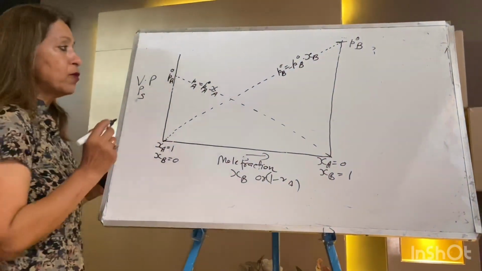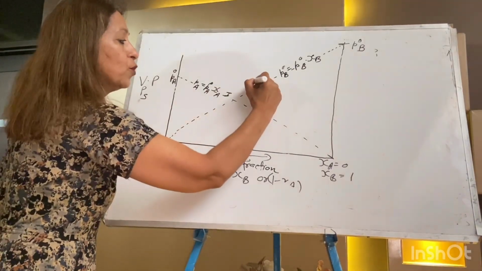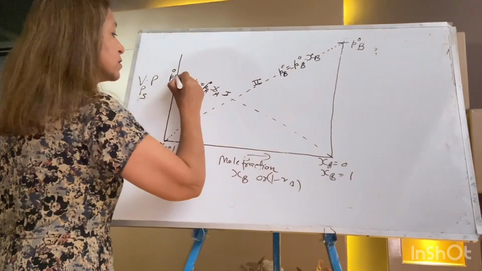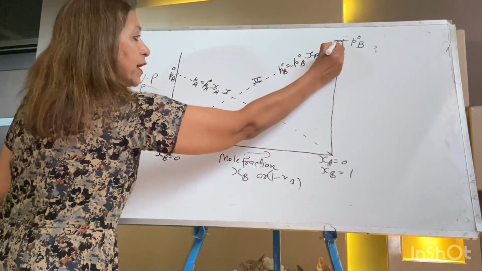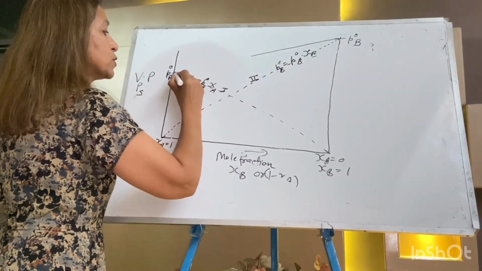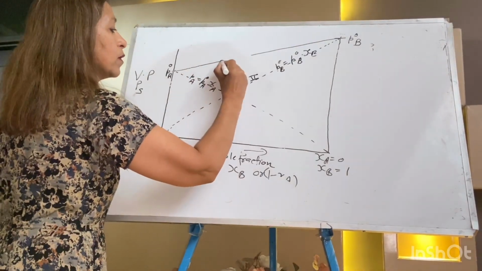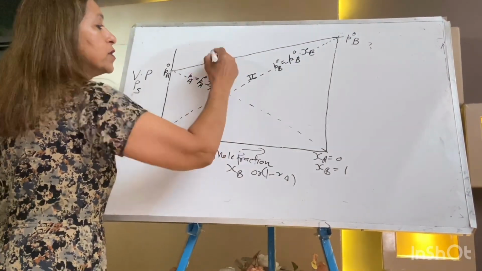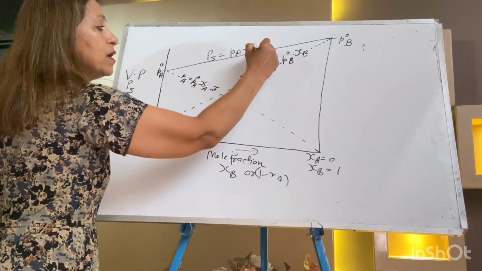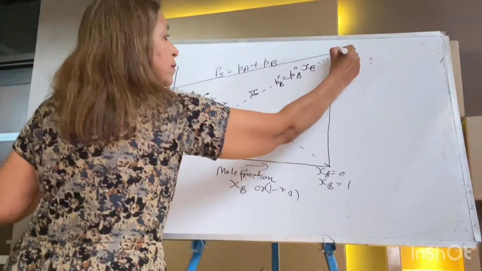Now this is all about it. Now this is your slope. This is your line number 1. This is your line number 2. Now you will add these two. Now draw a solid line. This is PS is equal to PA plus PB. This is PS is equal to PA plus PB.